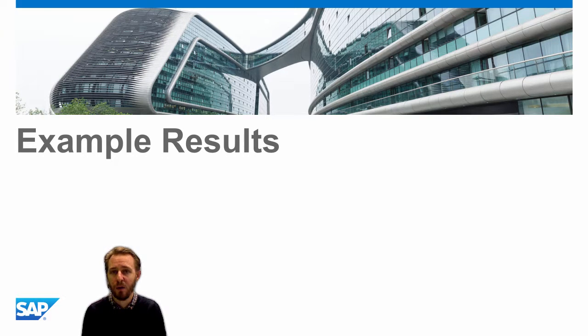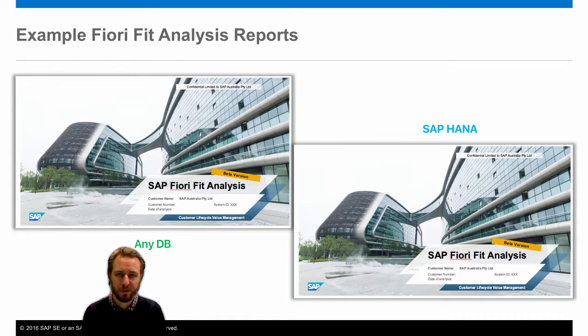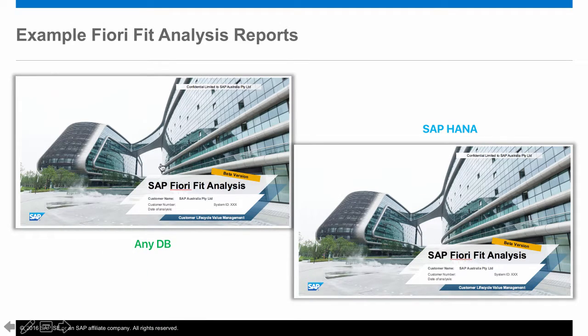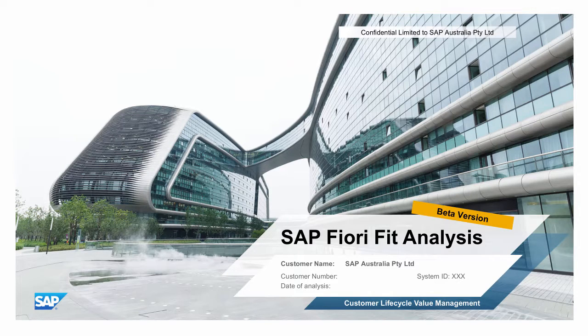So let's have a look now at a couple of example reports that are available. Of course, there are some things that determine what apps are available to each customer, and one of those is the database. For example, if the customer is using SAP HANA, they have a certain number of applications available to them. If they're not using HANA, they have a different number of applications relevant to them. So here are two example reports, the same customer, but using a different database.